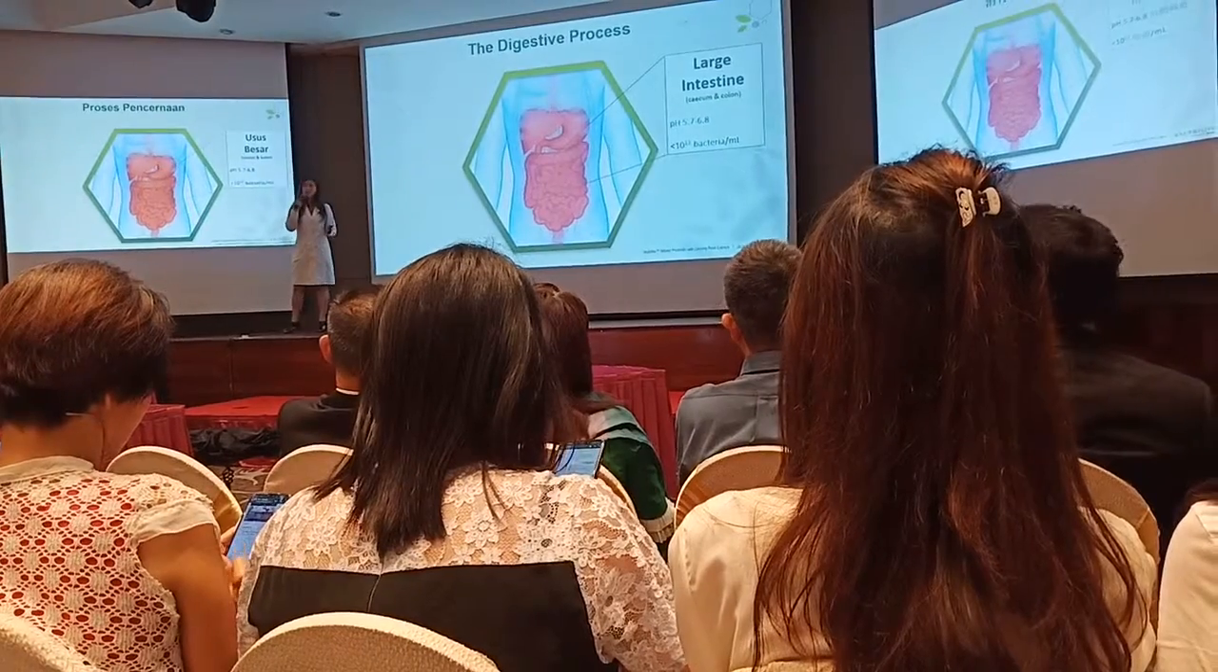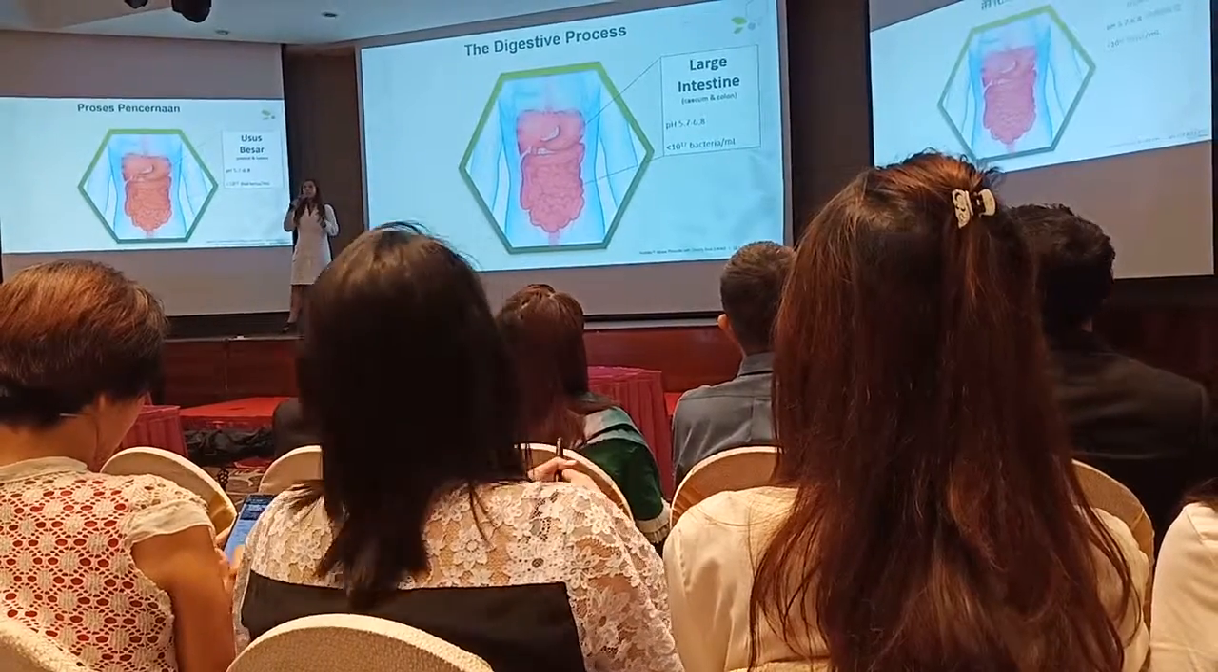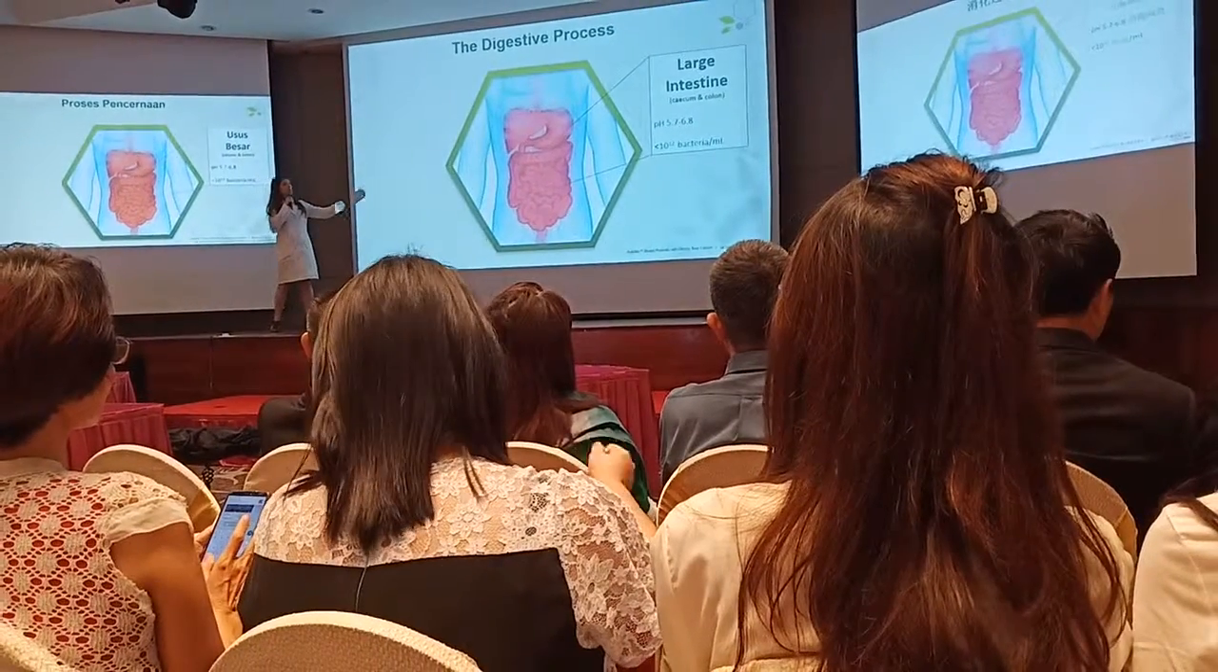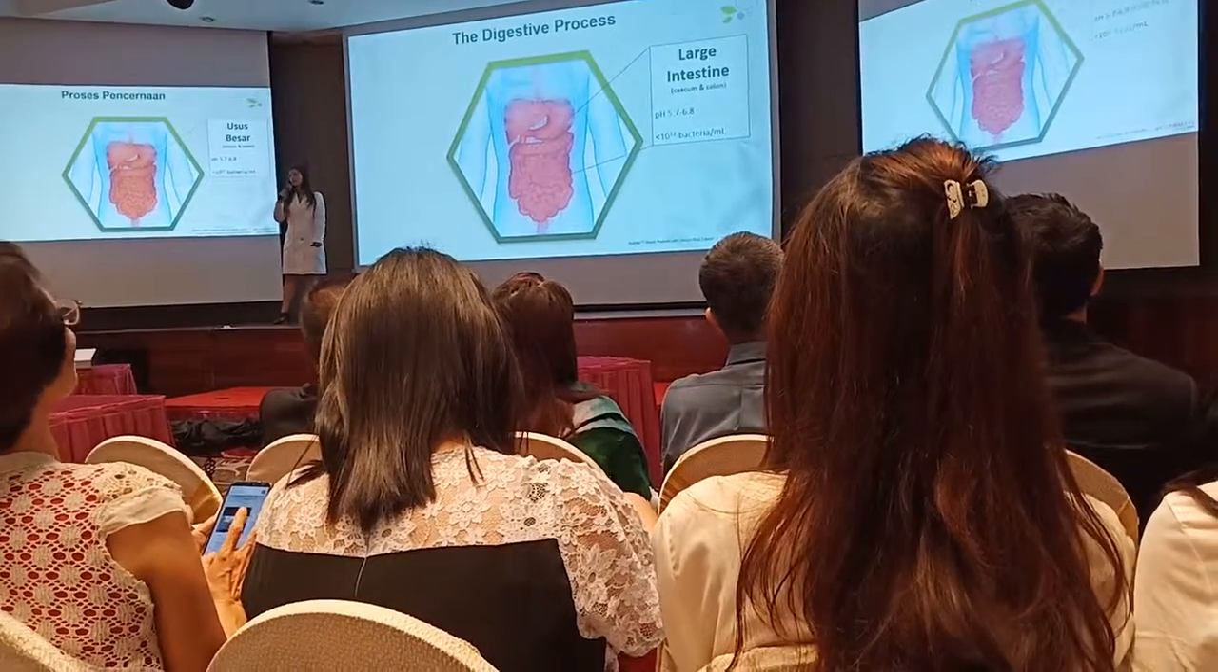And then finally we reach the large intestine. And this is where the majority of your gut bacteria live. So you can see you have 10^12 bacteria per milliliter in the large intestine.